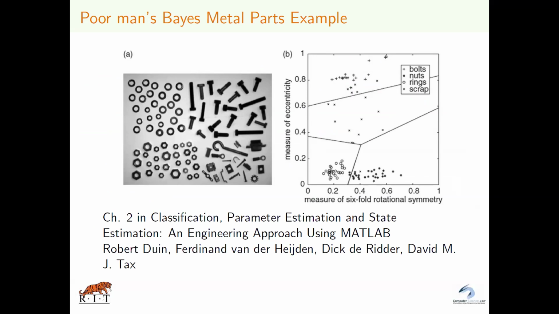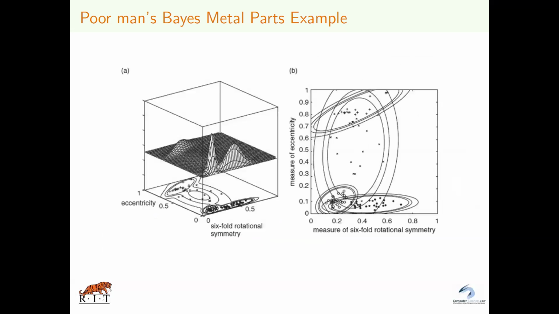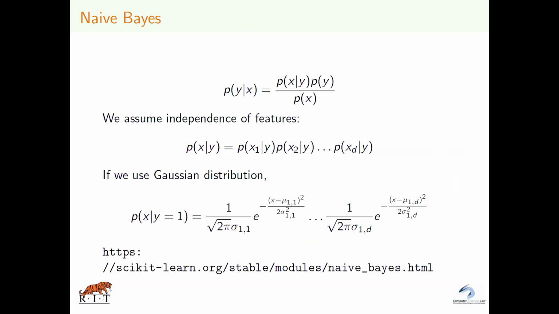They somehow calculated what they call six-fold rotation features. So it doesn't matter, just two-dimensional features for every class, and there are four classes. And then they fit the normal distribution for every class. Let's see how the four Gaussians are different for every class.